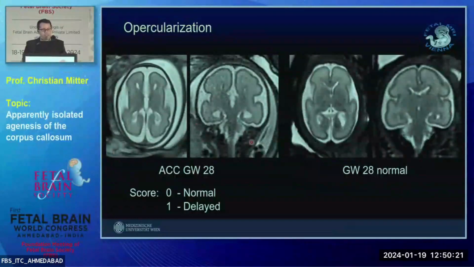Here is another example, an isolated case of callosal agenesis. If you compare it to the normal control, you see that the lateral Sylvian fissure is much wider than in the normal brain. Also in the axial images, you see that opercularization is much more delayed in our ACC case than in this normal case. This brain you would also score as 1.